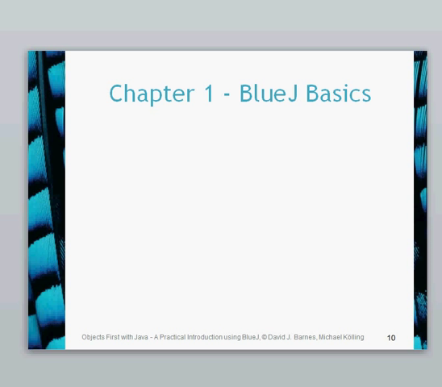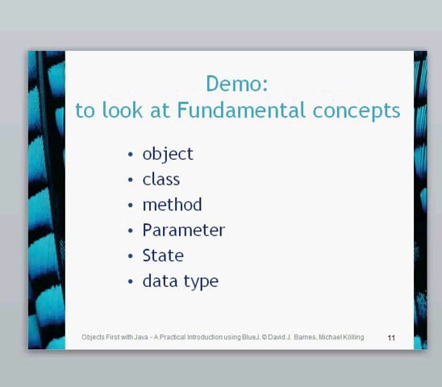So previously you would have looked at the architecture of programming languages, and now this is your first introduction into BlueJ. We're going to have a look at Java and objects without looking at the actual source code itself, just to give you a feel and idea of what's going on. So during this little video, we're going to do objects, classes, methods, parameters, states and data types to give you an understanding of those concepts.